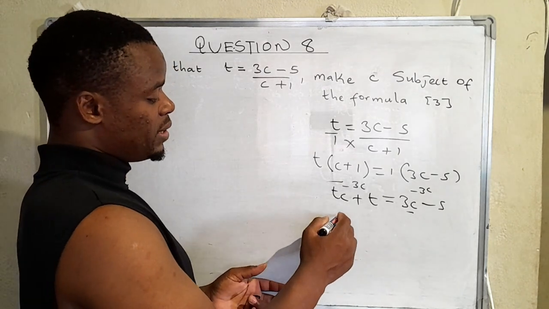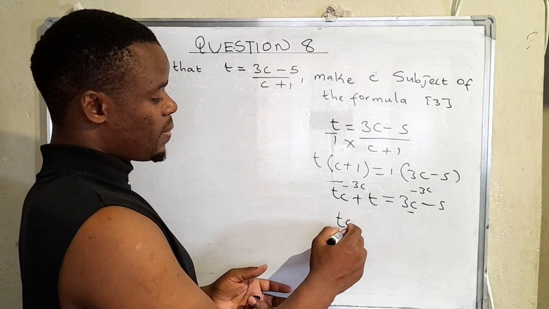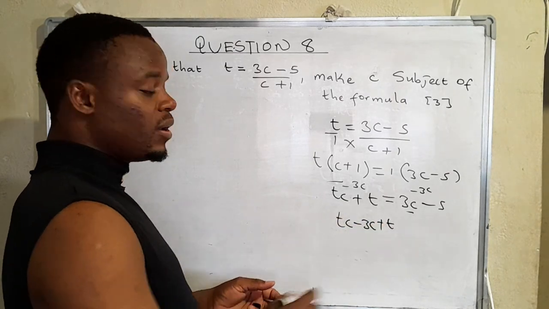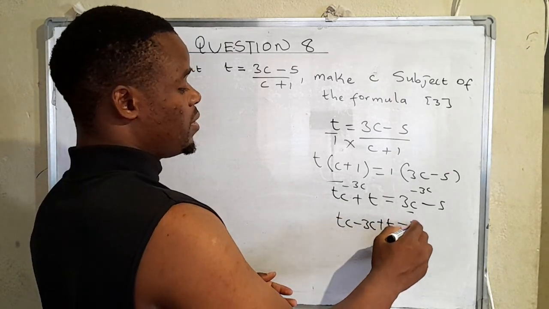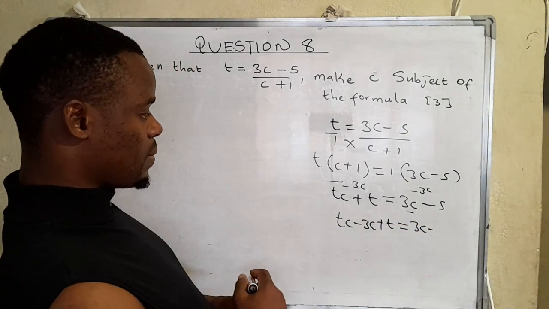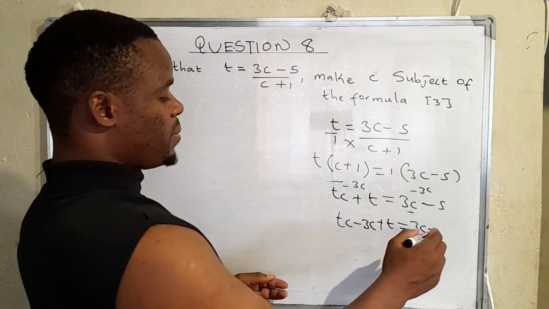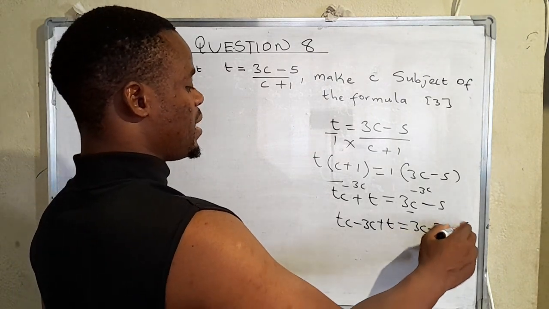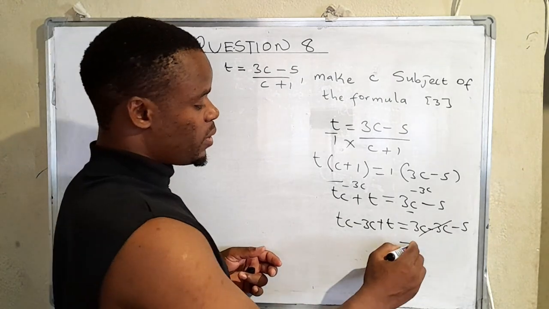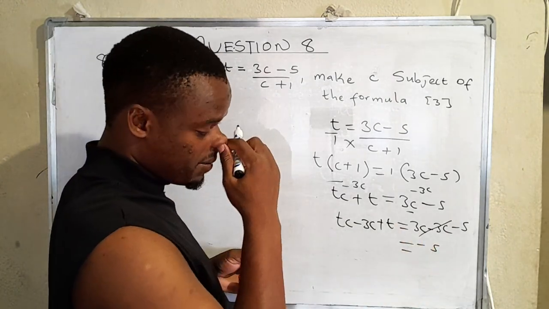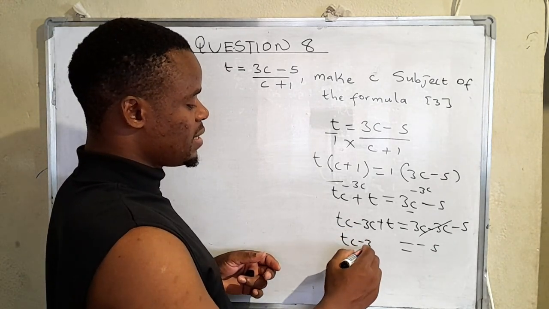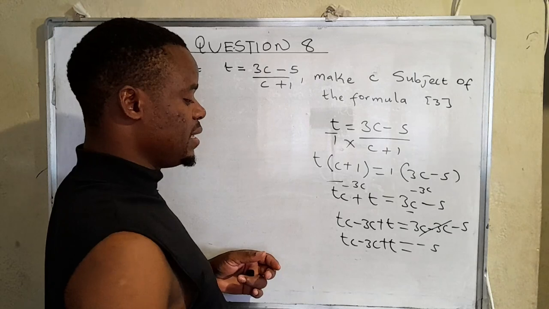So that will be tc minus 3c plus t, which should equal 3c minus 3c minus 5. So these two will actually give us a zero. So we are going to remain with minus 5. Then this side, we are going to have tc minus 3c plus t.